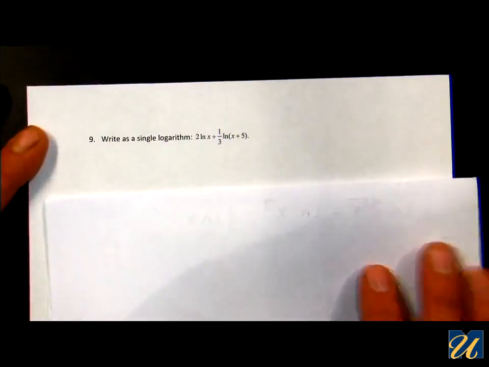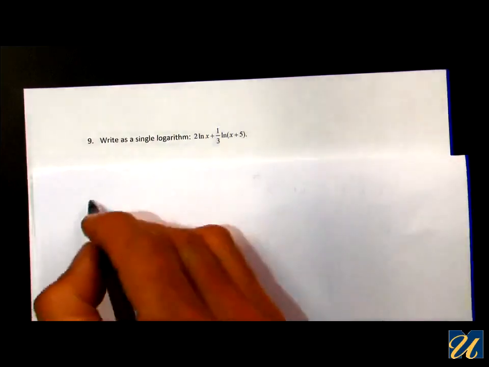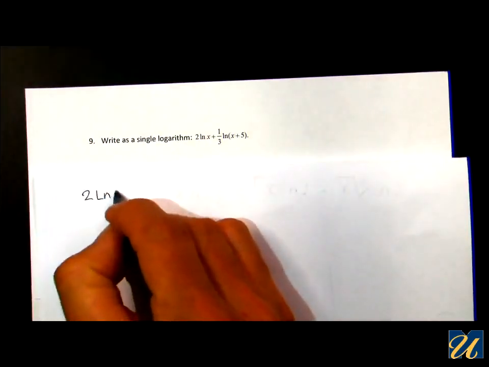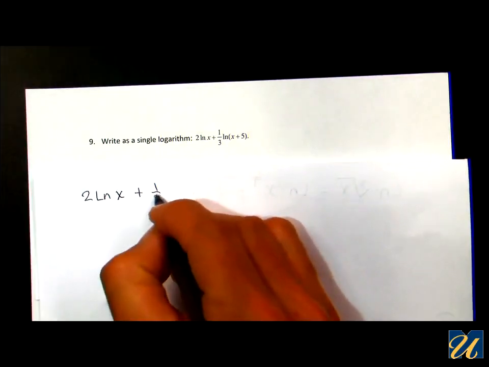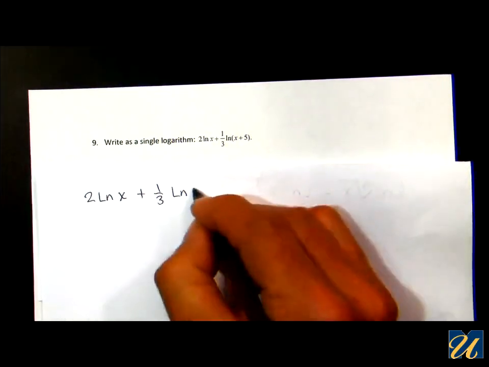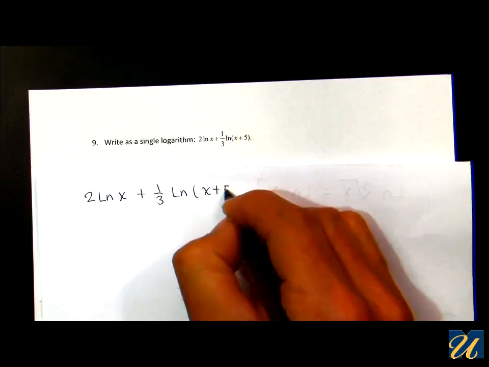Problem 9. Write as a single logarithm. So we have 2 natural log of x added to 1/3 natural log of x plus 5. Okay, we have to get this to a single logarithm.